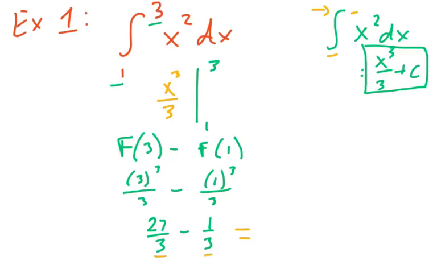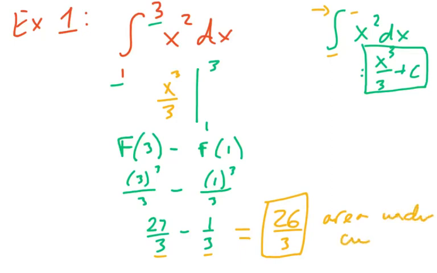So I'm going to leave this in fractional form. So 27 thirds minus 1 third is going to be 26 thirds. And that is my answer. That is the area under the curve of this function.